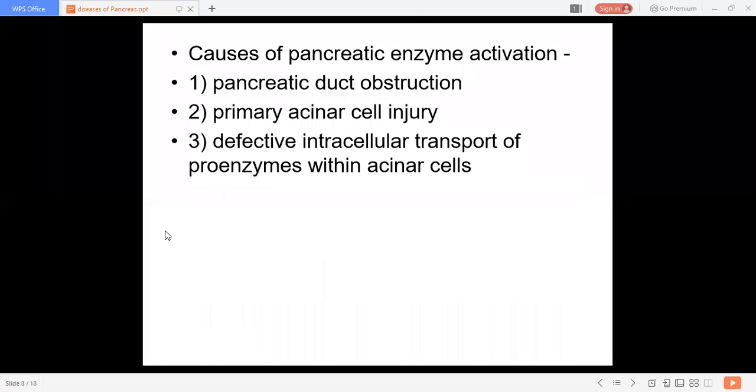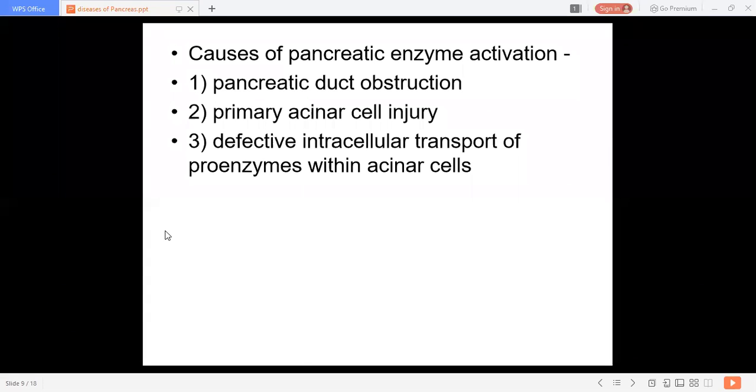Now, the causes of pancreatic enzymatic activation. The first is pancreatic duct obstruction, as we have seen in that diagram, and we are going to discuss it in detail. The second one is primary acinar cell injury, and then defective intracellular transport of proenzyme within the acinar cell. First, pancreatic duct obstruction. What are the conditions of pancreatic duct obstruction?